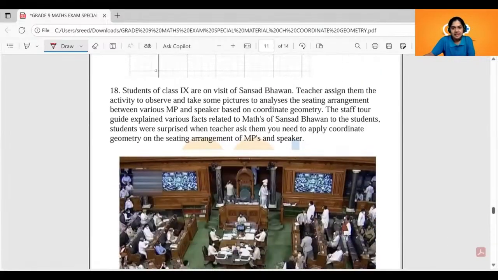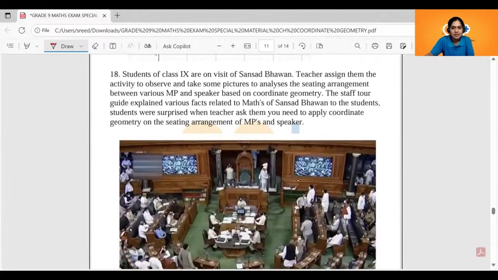Yeah, this is the second last question. Students of class 9 are on a visit to Sansad Bhavan. The teacher assigned them the activity to observe and take some pictures to analyze the seating arrangement between various MPs and the speaker based on coordinate geometry.